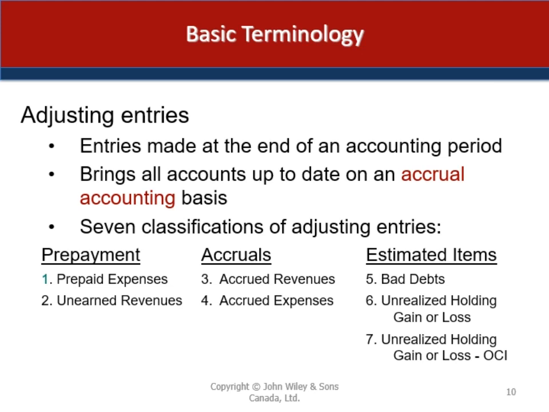Adjusting entries are entries that are made at the end of the accounting period to bring all the accounts up to date on an accrual accounting basis, so that we can prepare financial statements. So adjusting entries are necessary to achieve appropriate matching of revenues and expenses. So that's the way we actually achieve the matching. And so we want to make sure that the revenues and expenses are matched in determining net income for the period. And so we can achieve an accurate statement of assets and equities at the end of the period. So all of these things need to be adjusted properly to get to that objective.